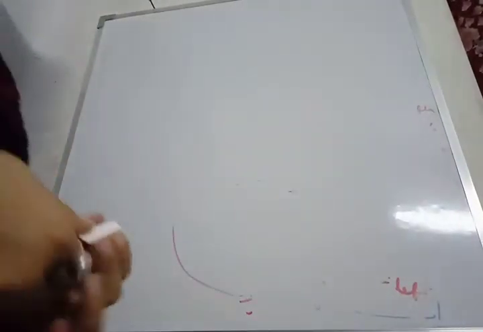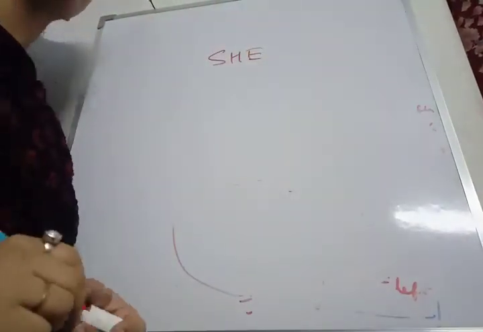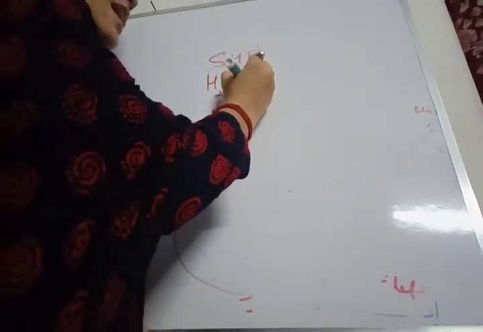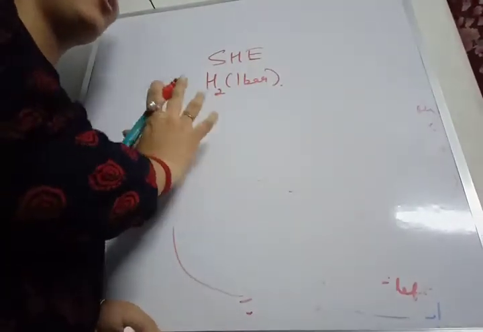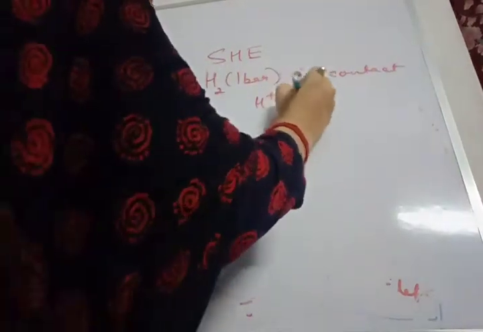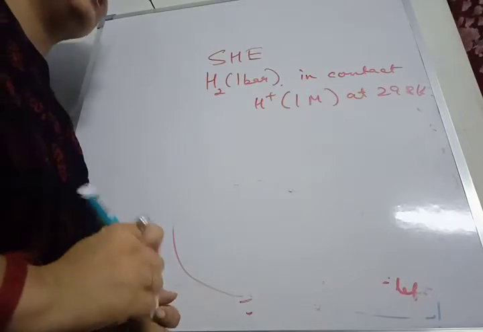Okay, now we have standard hydrogen electrode, that is SHE. Now what is standard hydrogen electrode? When hydrogen gas at 1 bar pressure is adsorbed on platinum surface or platinum foil and comes in contact with H plus ion of 1 molar concentration at 298 Kelvin, this setup is known as your standard hydrogen electrode.